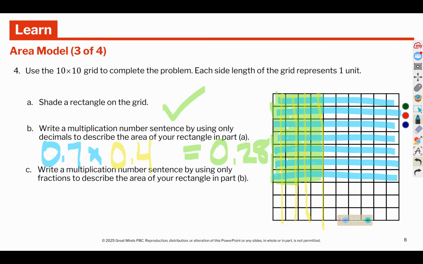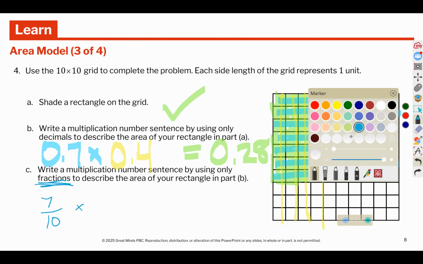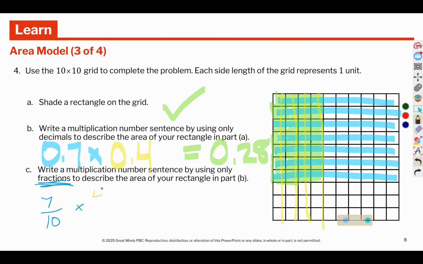Now to write that as a fraction, 7 out of 10 rows and 4 out of 10 columns is 28 out of 100 boxes. 7 times 4 is 28. 10 times 10 is 100.